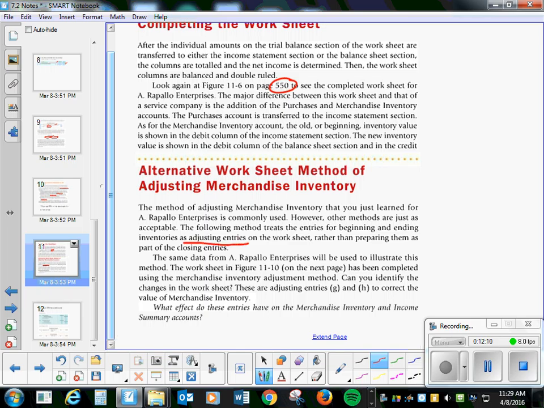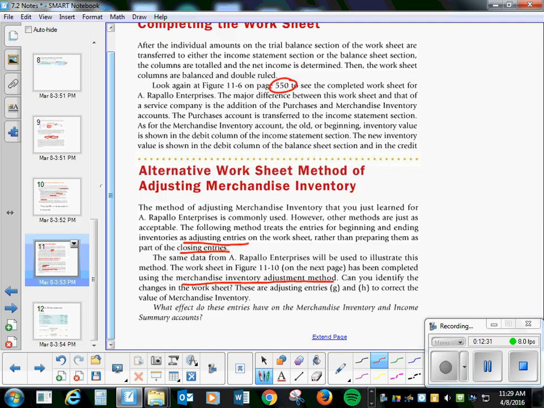The one I'm going to show you now is doing this with an adjusting entry instead of as a closing entry. The same data from A. Rapallo Enterprises will be used to illustrate this method. The worksheet in figure 11.10 has been completed using the merchandising adjustment method. So if you want to have a look at that page, you can.